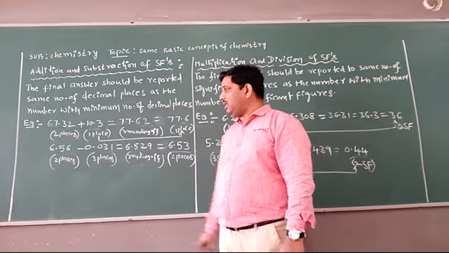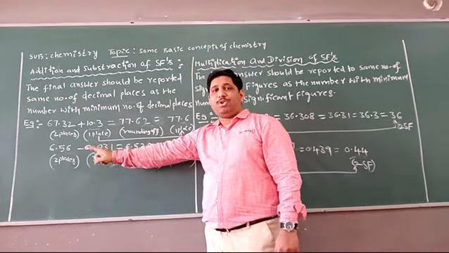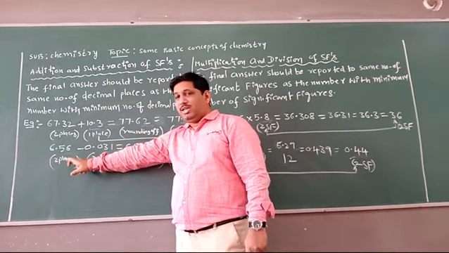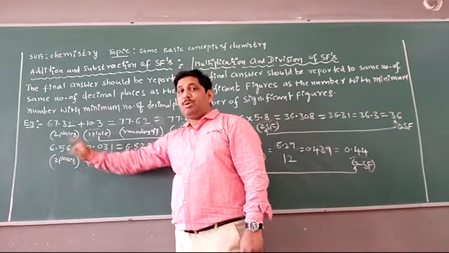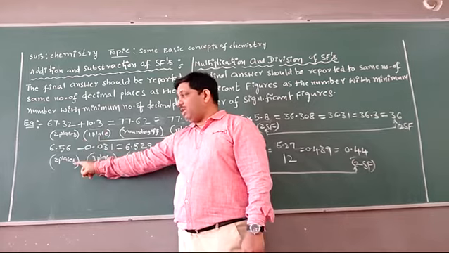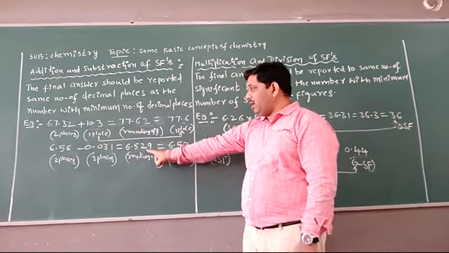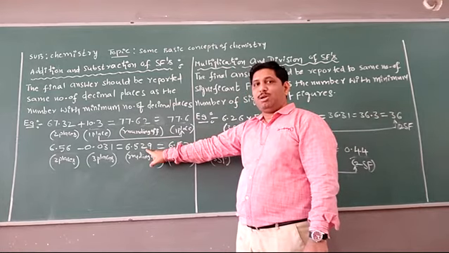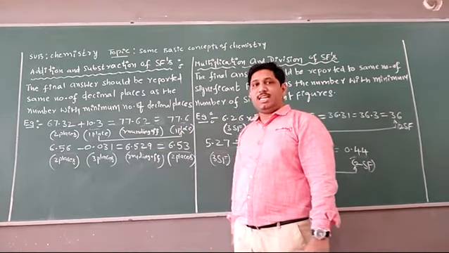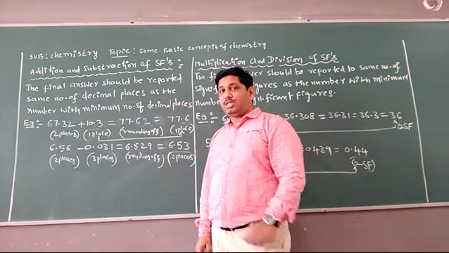Why? Because the final answer must be reported to the same number of decimal places as the number with the minimum number of decimal places. Here 6.56 has the minimum number of decimal places, that is, two decimal places. But the actual answer has three decimal places, which is rounded off to two decimal places, 6.53. How is it rounded off, students?